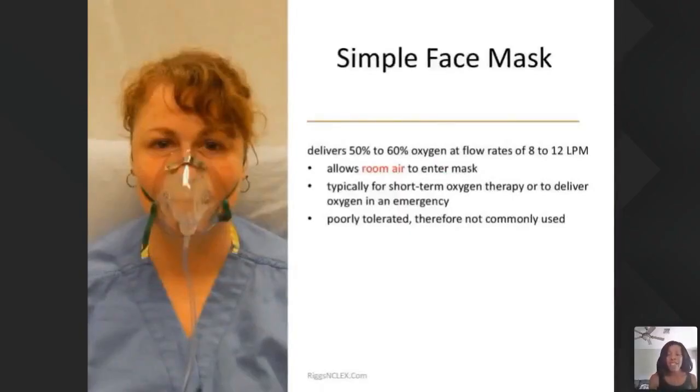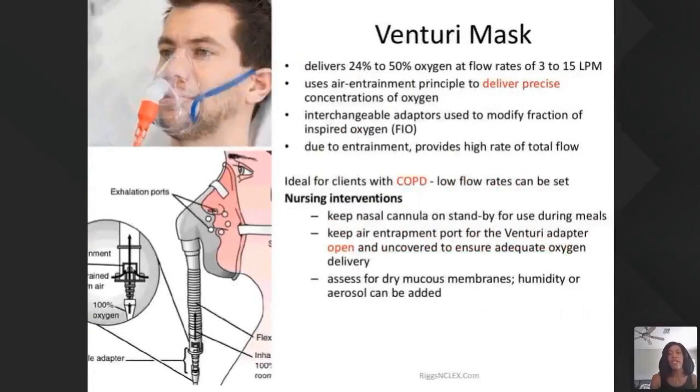Your next mask is the simple face mask. What you need to remember about the simple face mask is that the maximum oxygen you're going to get is 60%, and you can go up to 12 liters per minute. But this one allows room air to enter the mask, so you're not getting 100% oxygen. Keep that in mind. This is also for short-term use. Also, you can see she's not going to be able to eat with this. So not a big deal with the simple mask.